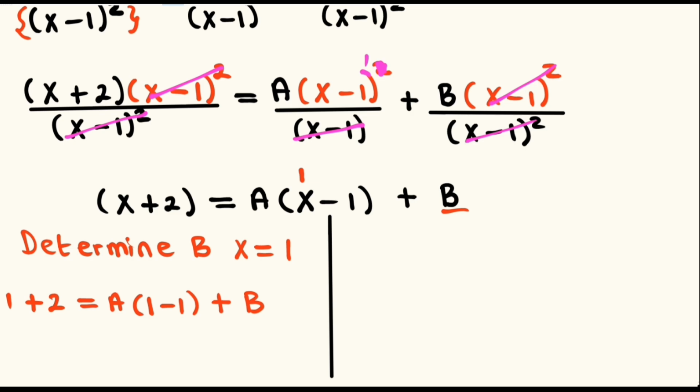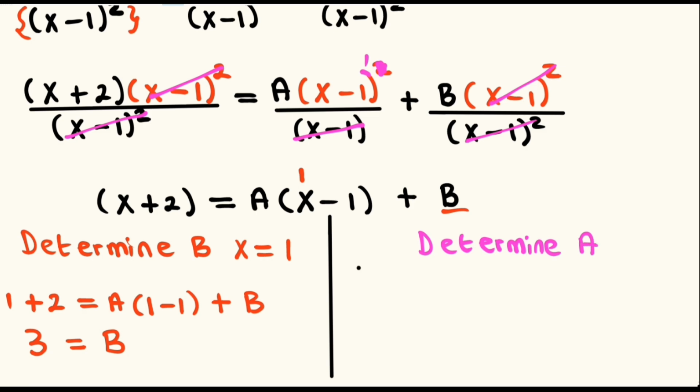1 plus 2 is equal to 3. 1 minus 1 will be equal to 0, and 0 multiplied by a will be 0, so our b will be equal to 3. Now we determine the value of a.